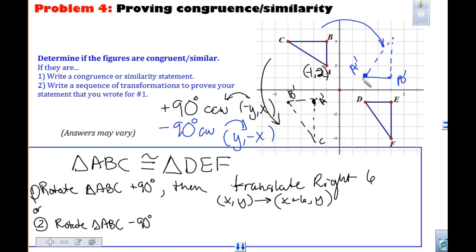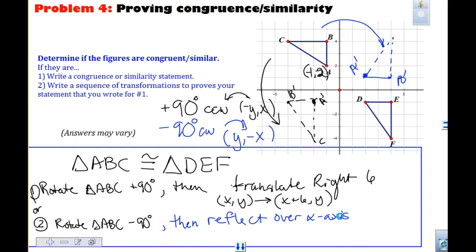So after I rotated negative 90, this time, to finish it off, I would have to do what? Then reflect over the x. So, both of these are correct. And when you look at yours in the back, if you do yours differently than how they do it in the back, that's okay.